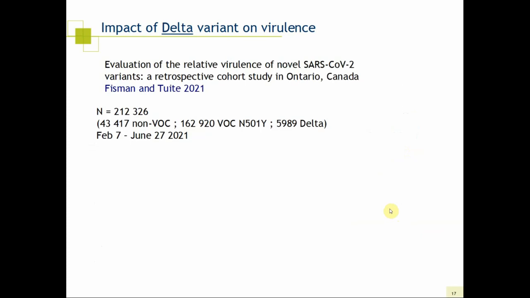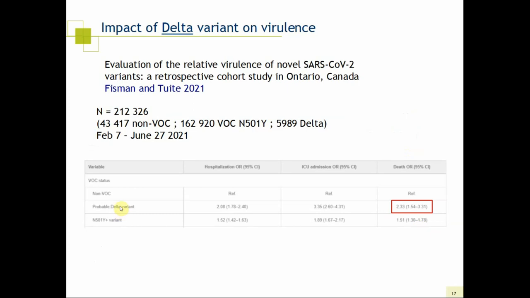So how about Delta? There's been a similar study published in Canada where they analyzed data from February to June this year. Here they were able to compare about 6,000 infections with the Delta variant, 162,000 with the alpha variant, and 43,000 with the wild type. For the probable Delta variant, they found that the hazard ratio of dying was about 2.3 compared to the wild type. So the Delta variant seems to be twice as virulent as the original SARS-CoV-2.